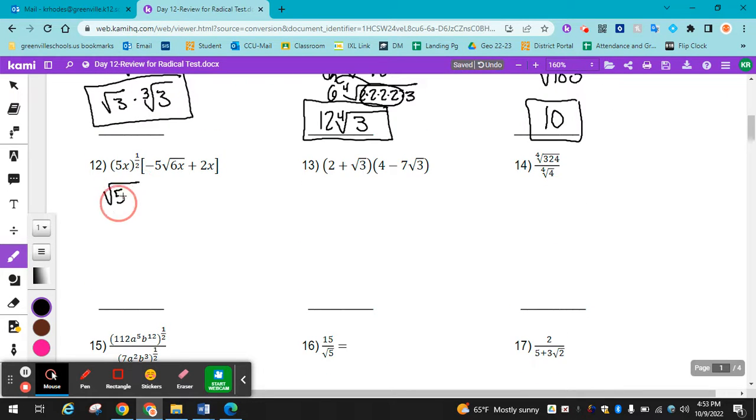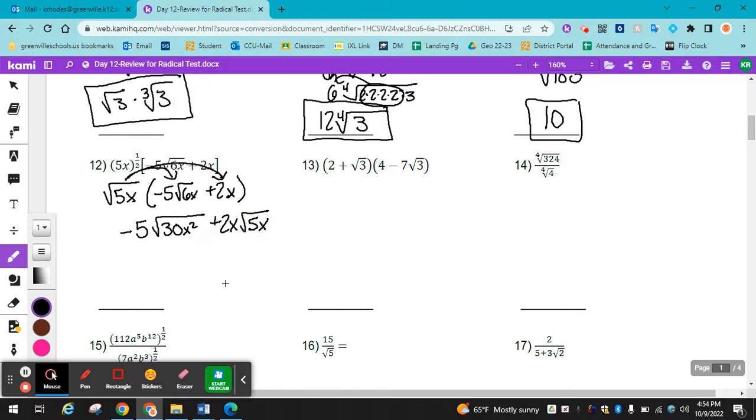The square root of 5x is being distributed into negative 5 square root 6x plus 2x. So when I multiply this term in, the 5x is on the inside and the 6x is on the inside. You cannot multiply the negative 5 to that. So negative 5 is going to be on the outside. On the inside is 30x squared. 2x is on the outside. 5x is on the inside. They cannot be multiplied. They'll just sit next to each other.